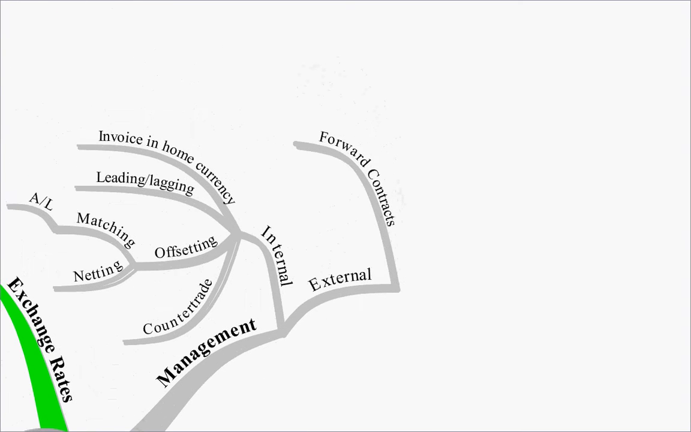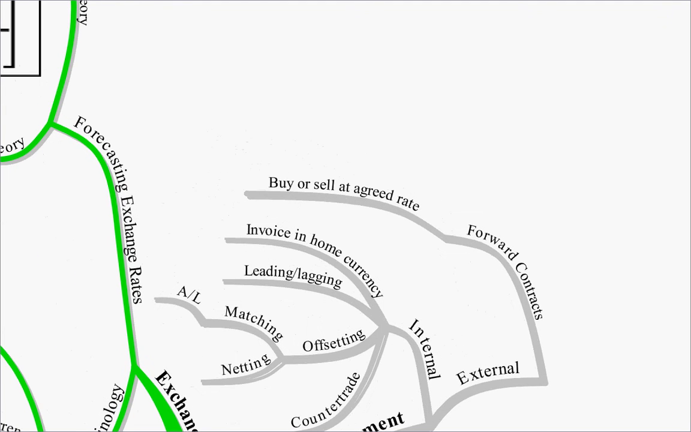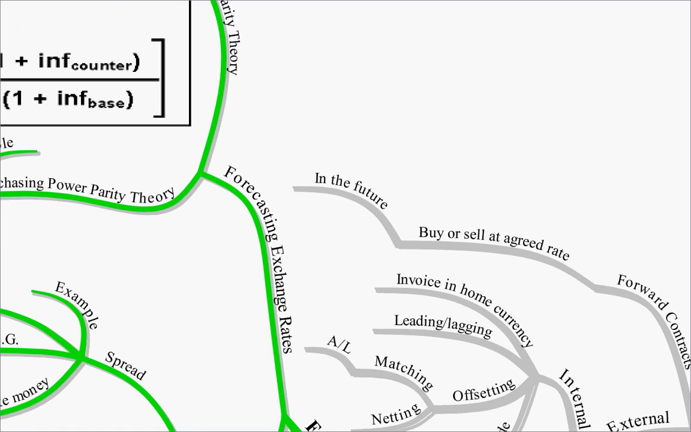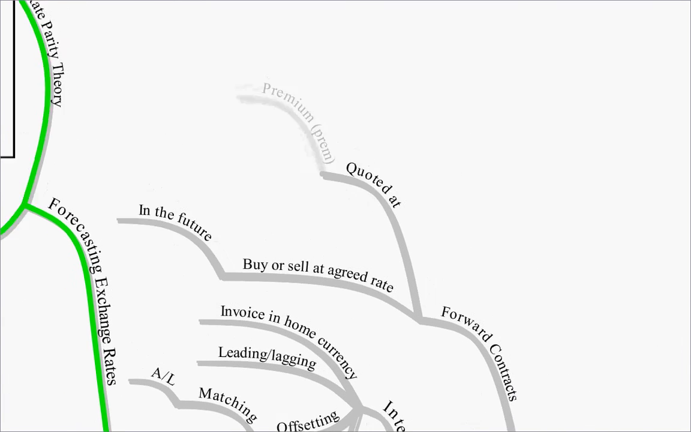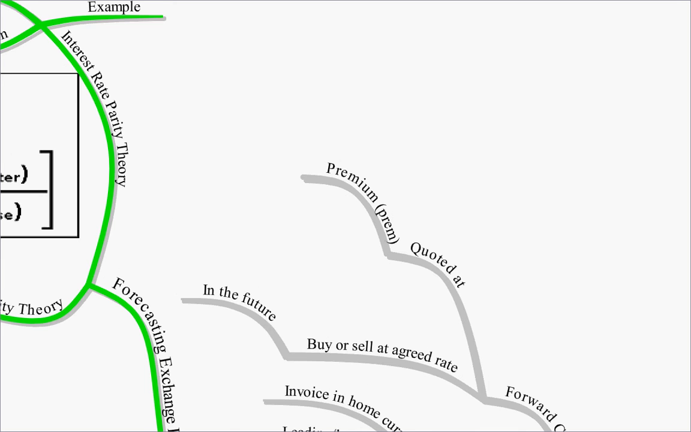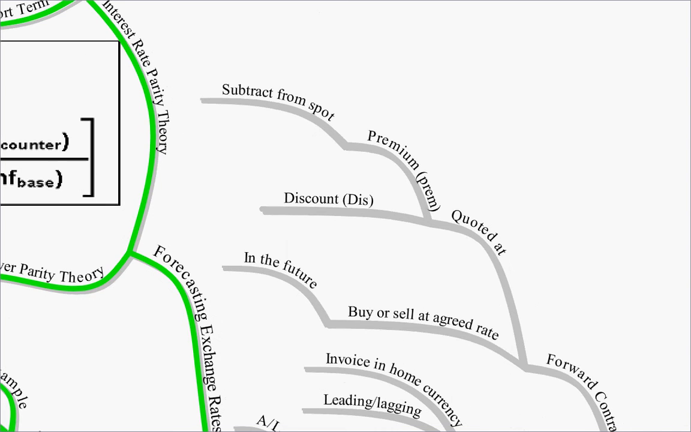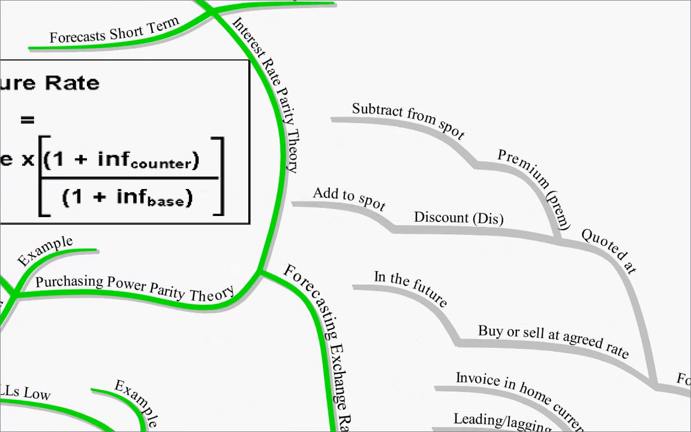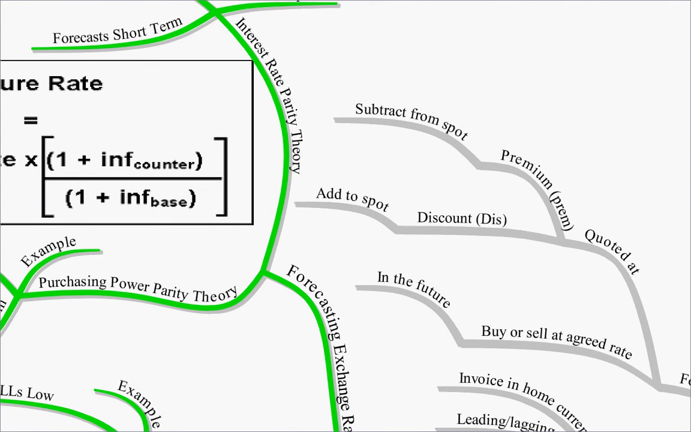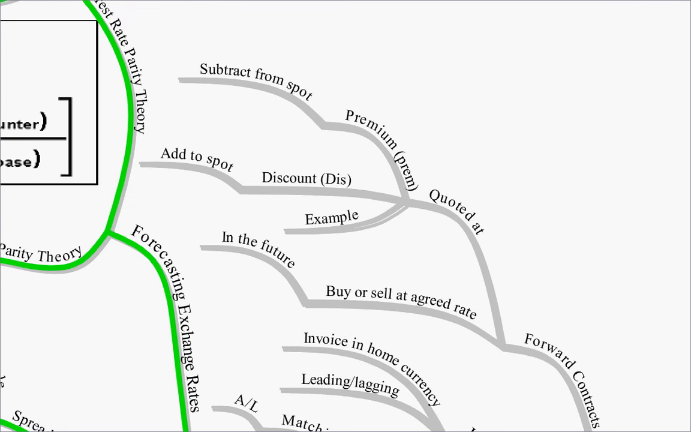External methods, forward contracts are the first one that I want to look at. So we buy or sell the goods at an agreed rate in the future. These forward contracts are quoted at a premium, in which case you would subtract this from the spot rate, or at a discount, and you would add that to the spot rate. And we did a little example of that.